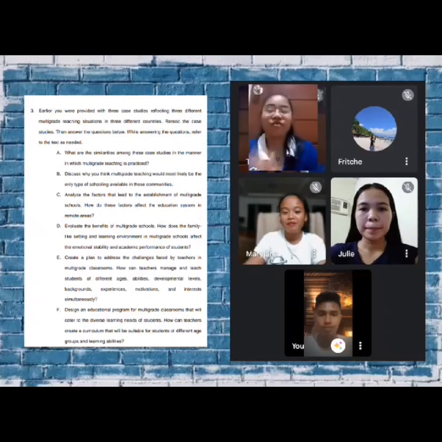So for the answer of number 3, letter C, the factors that lead to the establishment of multi-grade schools include a shortage of qualified teachers, lack of funds to hire more teachers, low student population, and geographic isolation. So these factors affect the education system in remote areas by limiting the quality and scope of education that can be provided.